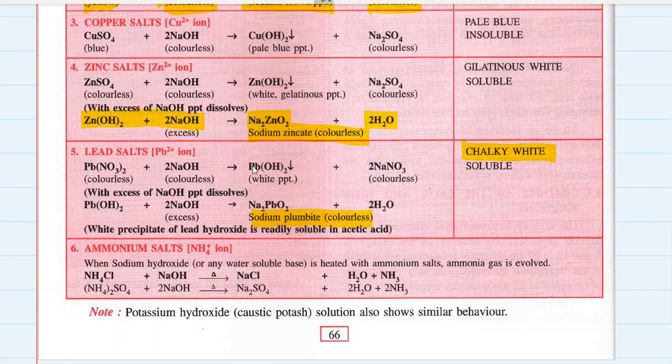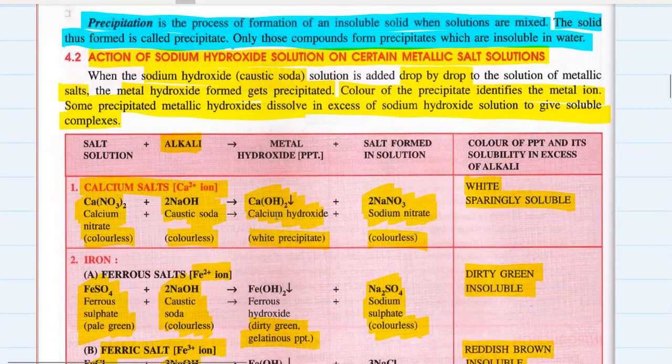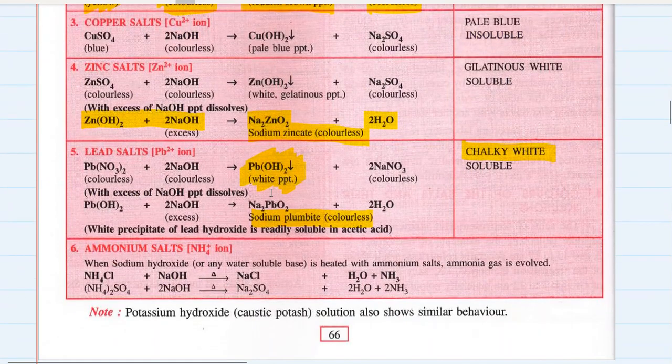White precipitate of lead hydroxide is readily soluble in acetic acid. So if you're getting a white precipitate and you're confused whether it is of zinc, lead or calcium, you can add this white precipitate to acetic acid, and if it is lead hydroxide, it will be readily soluble in acetic acid, otherwise it will not be. Zinc hydroxide and calcium hydroxide white PPT are not soluble in acetic acid. Only lead hydroxide white PPT is soluble in acetic acid. So that's one more test for you, one more option.